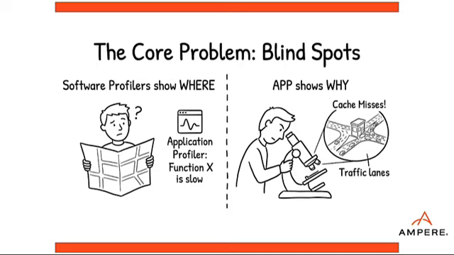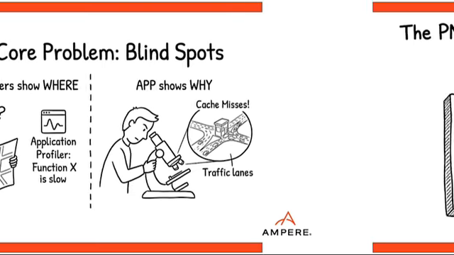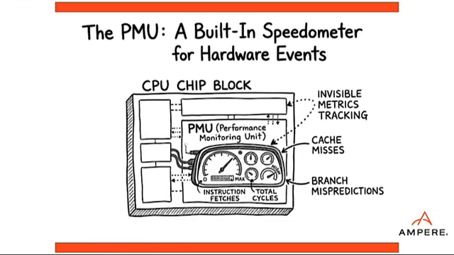Standard software profilers are great at telling us where an application spends its time, like flagging a heavy function. But they are completely blind to the hardware why. When code runs slowly, it's often due to hidden execution bottlenecks deep inside the processor pipeline that software telemetry just can't see. That is where the PMU, or Performance Monitoring Unit, comes in.